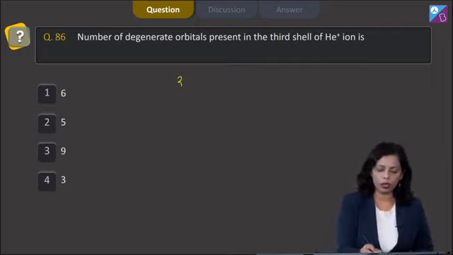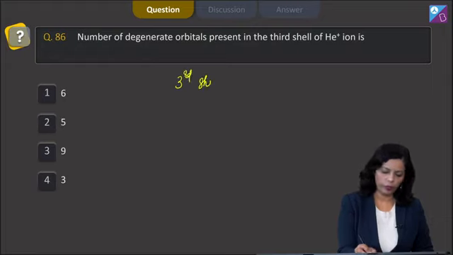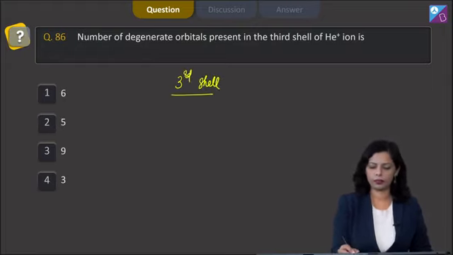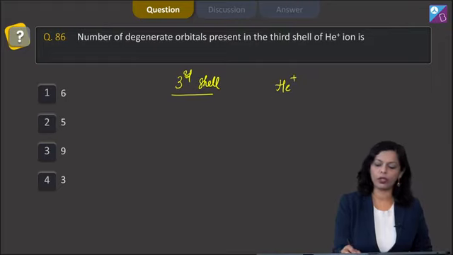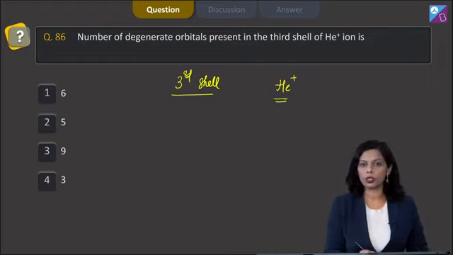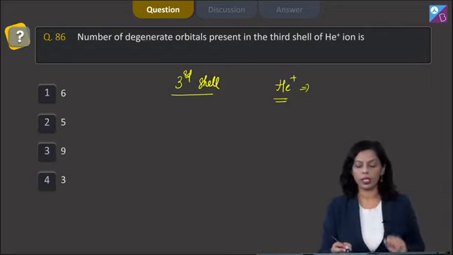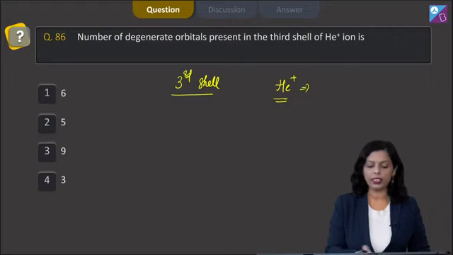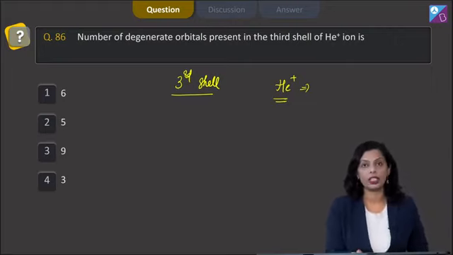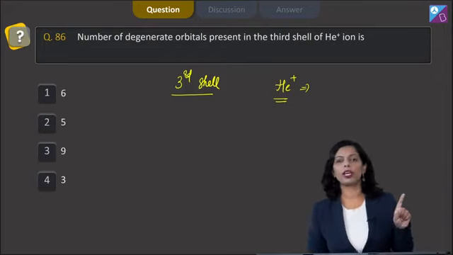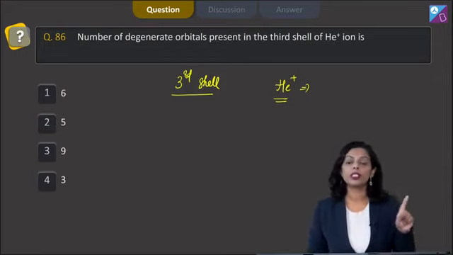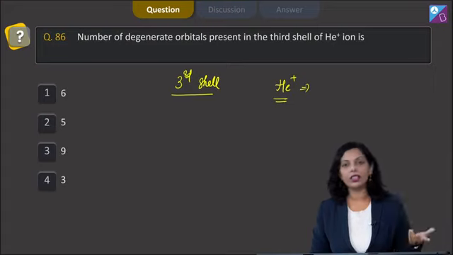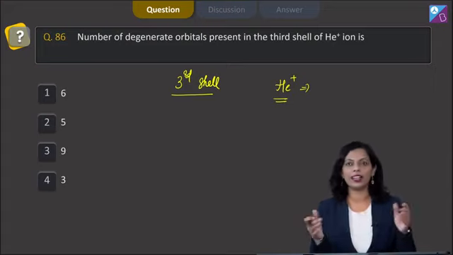So you're talking about the third shell, and the He+ ion. The atomic number of helium is 2, so you're talking about helium in the state when it has only 1 electron. So this is a uni-electron system. Now they are asking how many degenerate orbitals are there in the third shell. As there is only 1 electron, it would be in the first shell only. The third shell would have all orbitals degenerate.